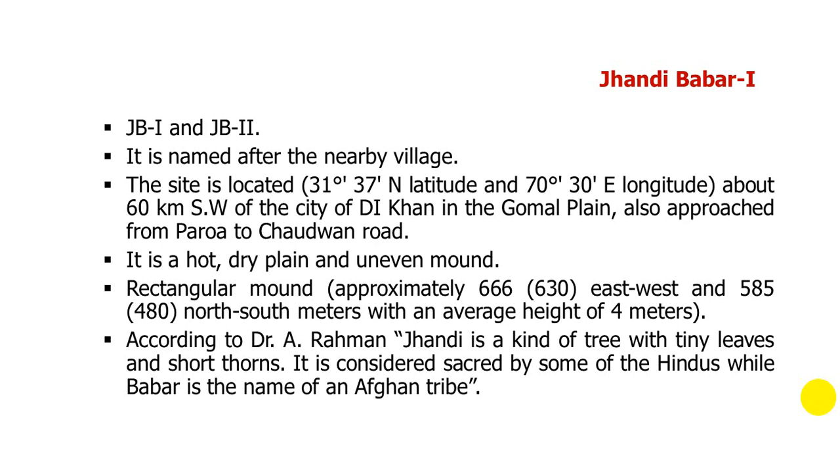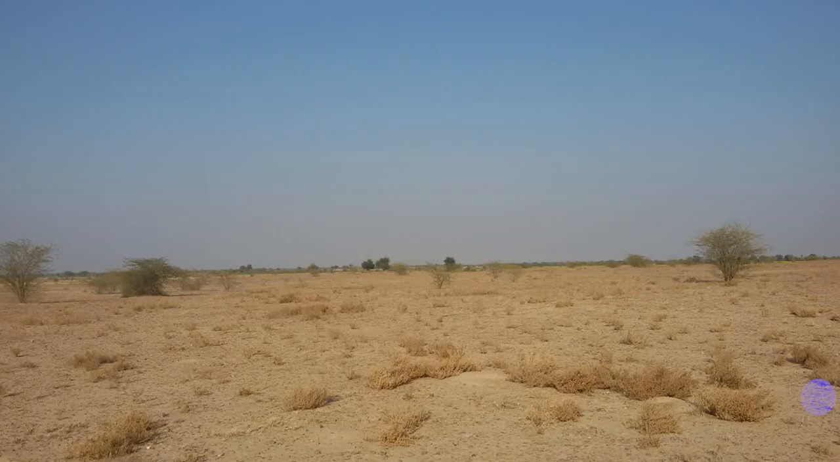It is a hard, dry and uneven mound, rectangular in shape, and it is suggested to be the largest Neolithic site in the region so far. According to Dr. Abdurrahman, the word Jhandi is a kind of tree with tiny leaves and short thorns. It is considered sacred by some of the Hindus, while Babar is the name of an Afghan tribe. You can see that it is a very large site.